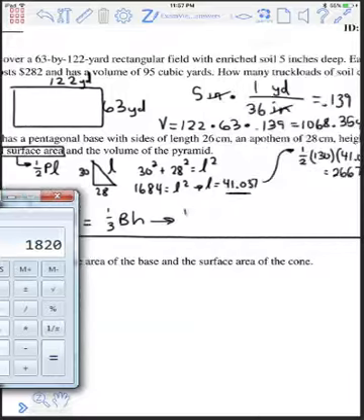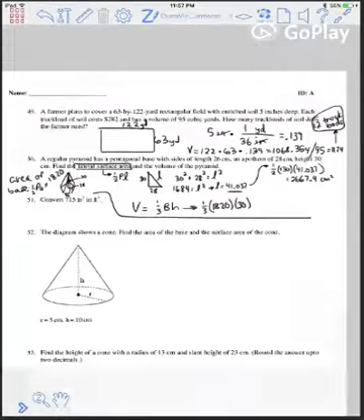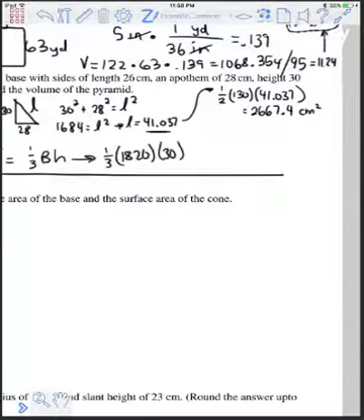So 1/3 times 1,820 times the height of 30. 1/3 of 30 is 10. 10 times 1,820 is 18,200 centimeters, not squared, centimeters cubed, because it's a volume.